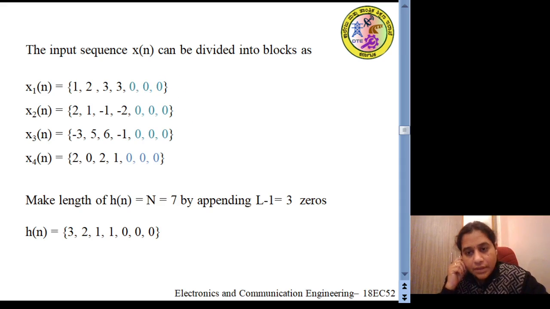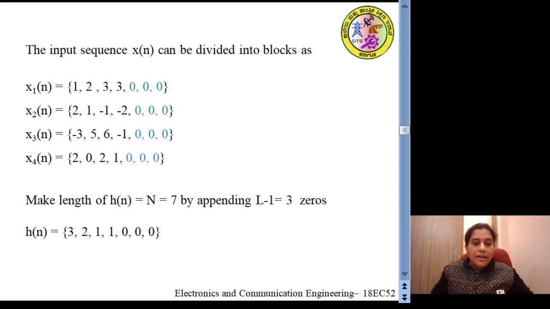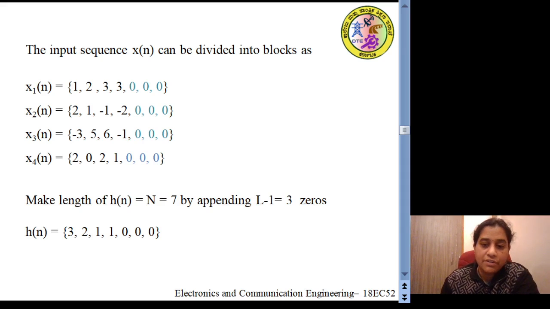So the next step is, we have to make the length of the impulse response of the given FIR filter equal to N, which is L plus M minus 1. The number of samples in the given h of n, 3, 2, 1, 1, is 4. We need to make the length of h of n equal to 7, so we need to append 3 zeros to this h of n, such that it has totally 7 samples.